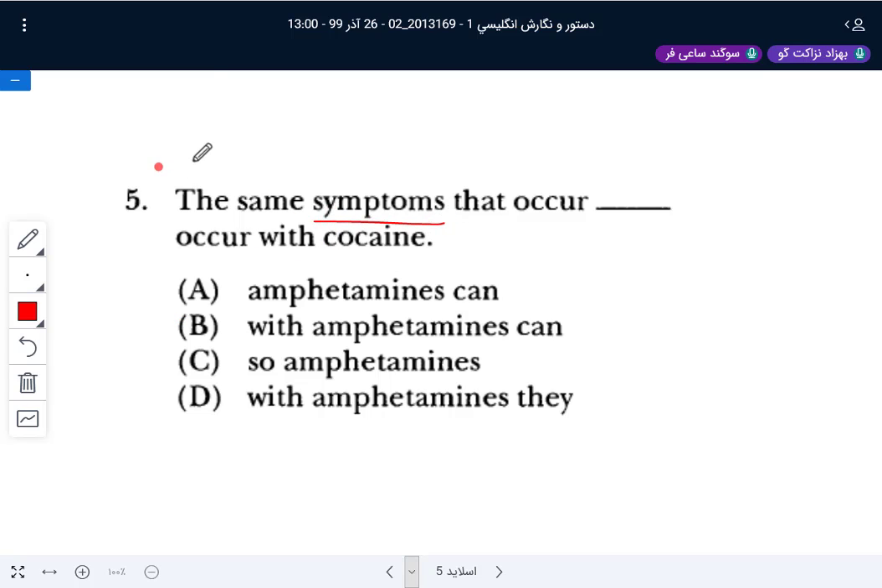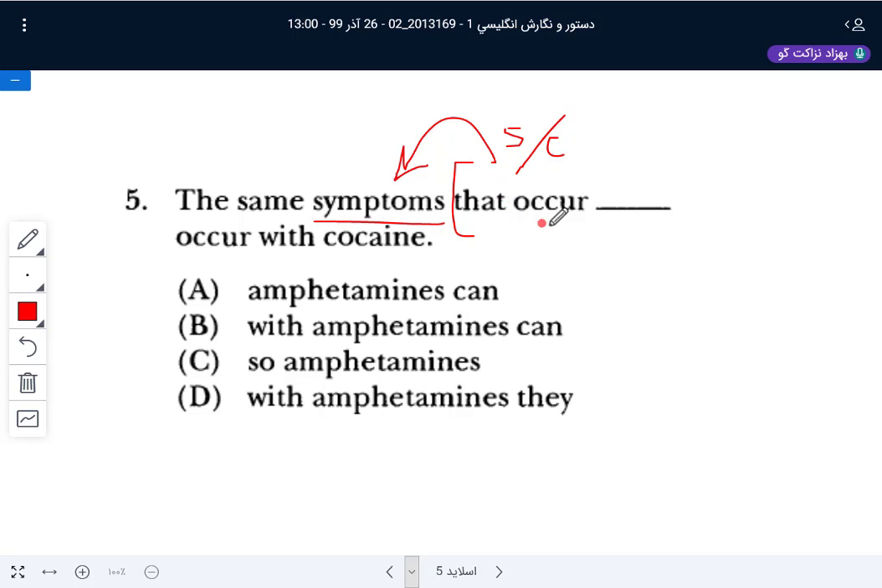Symptoms. There is a non-marker, same is a modifier, and symptom is the subject. Then I have that. I told you, when a that comes immediately after a noun, it is an adjectival clause marker. So it can be the subject and at the same time the relative clause connector.